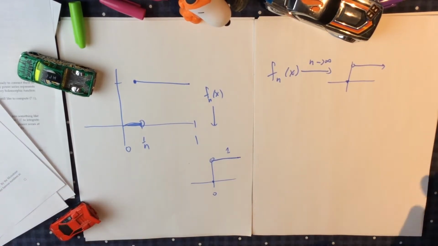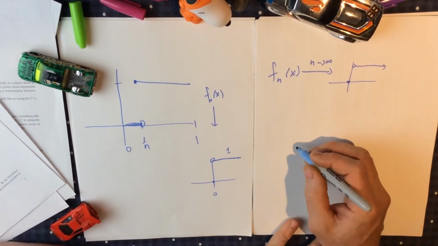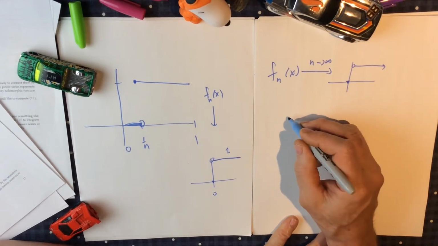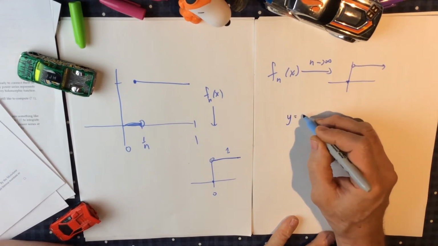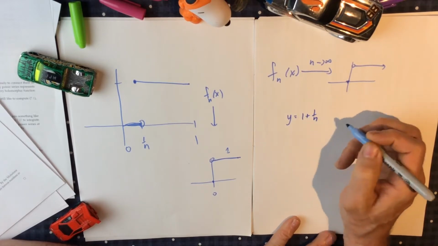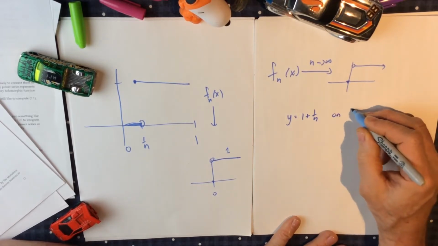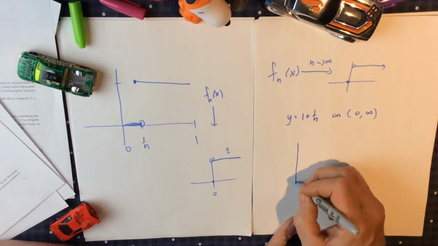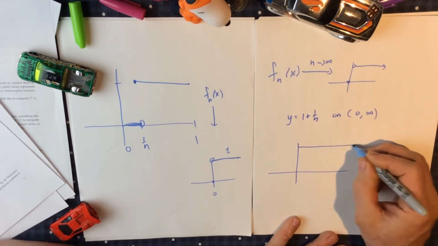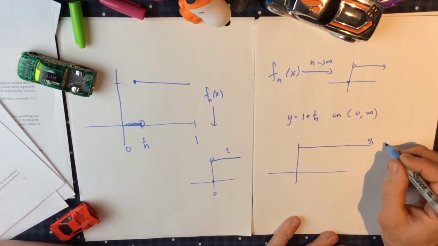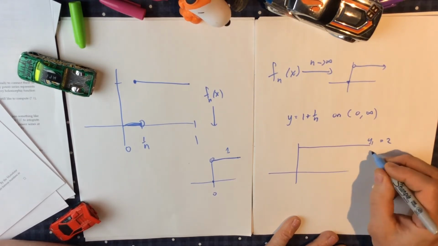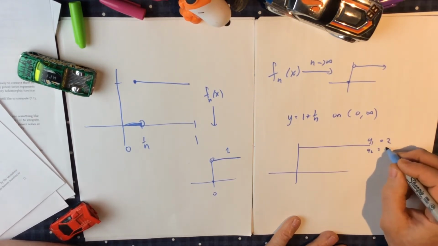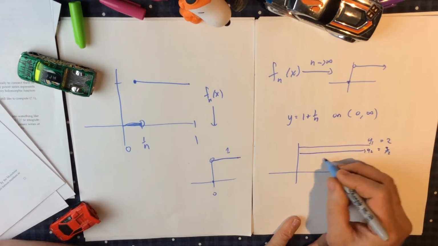I want to show you a better convergence. Suppose I had a function that looked like this. Let's just take the function y equals 1 plus 1 over n on 0 to infinity. So here's y1, which is at 2, and then y2, which is at 3 halves.